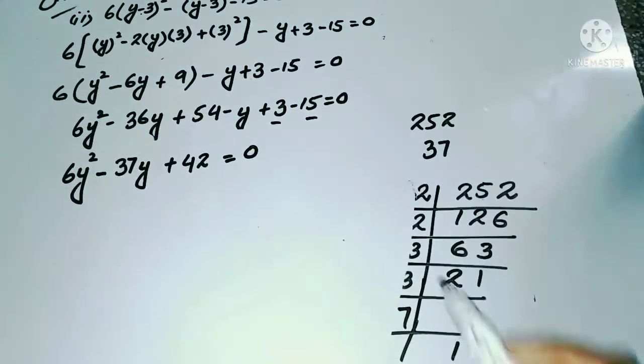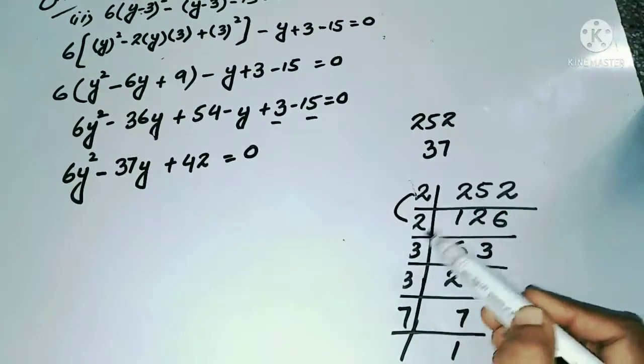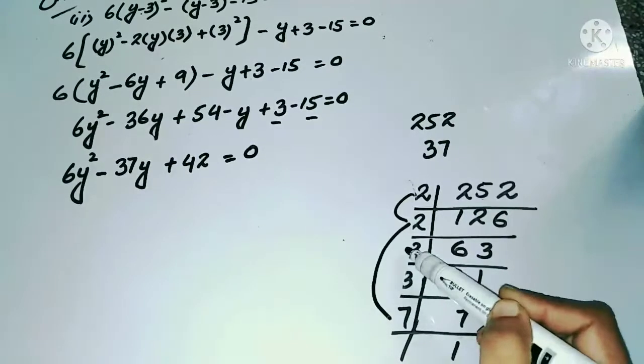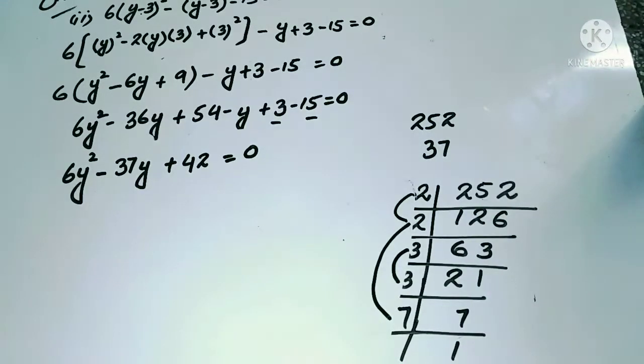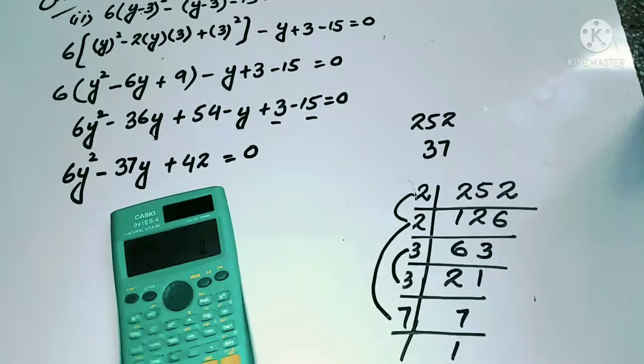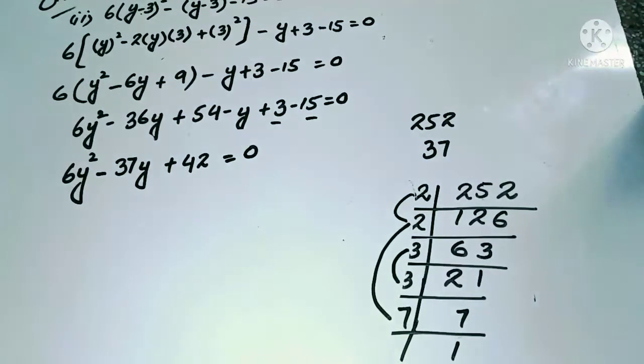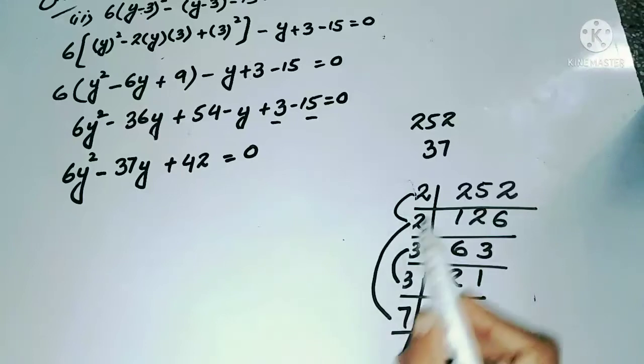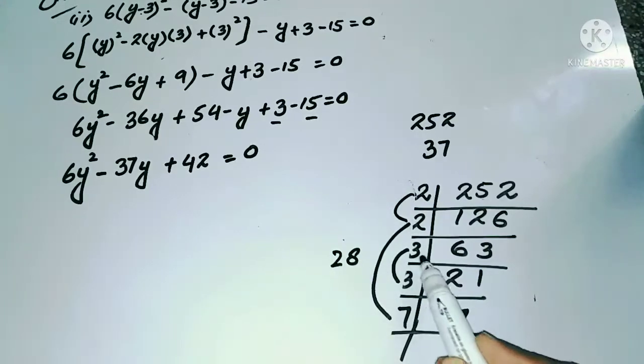Alright, so 2 2s are 4 and 4 7s are 28 and 3 3s are 9. Okay, 28 and 9. 28 plus 9 will be equal to 37. It means that those two factors are 28 and 9. 2 2s are 4, 4 7s are 28. So from these three factors, 2, 2 and 7, you will get 28 and 3 3s are 9.